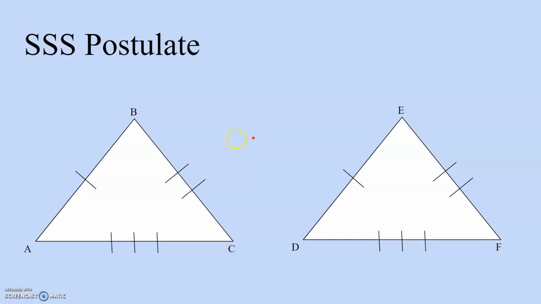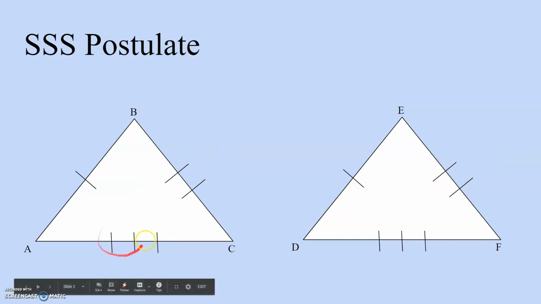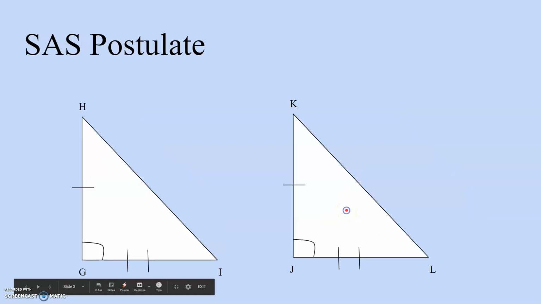In this model, you can see that this side is congruent to this side, this side is congruent to this side, and this side is congruent to this side. That means that the two triangles are congruent.